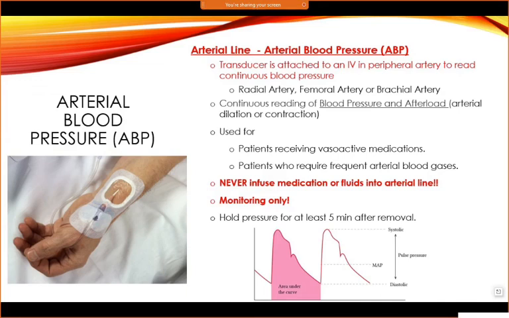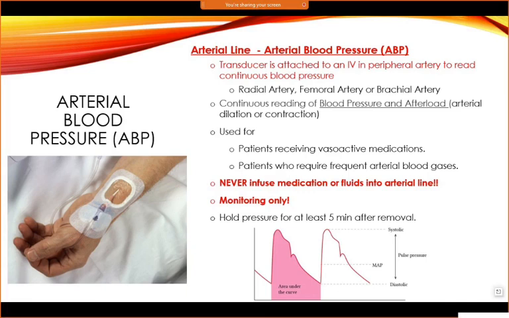Yes, you can draw blood from an arterial line. So we can draw blood out of this, but we don't put fluids into it. We don't put meds into it at all. It's just for drawing blood and getting a blood pressure reading. You can draw blood out of a central line as well, but don't infuse anything into the arterial line. The only thing that you can infuse would be a flush to flush out the line after you use it, but it is not for medications at all. And it is just for reading.